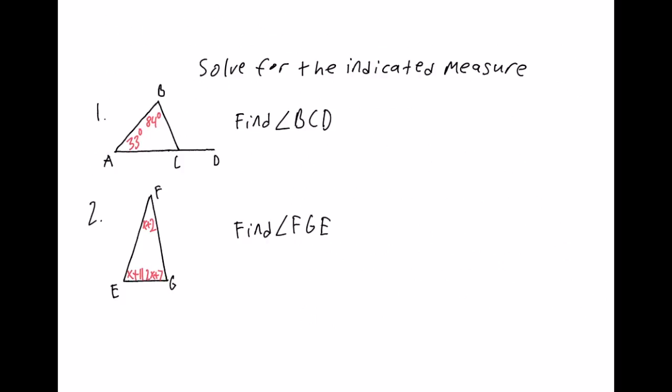So, they want you to solve for the indicated measure. So on number 1, they give you that these two angles, one is 33 degrees and one is 84 degrees, and they want you to find angle BCD. And number 2, they give you that this is x plus 11, they give you that this is x plus 2, and they give you that this is 2x plus 7, and they want you to find angle FGE.